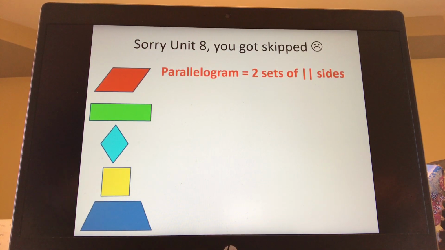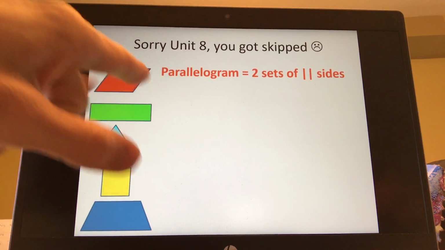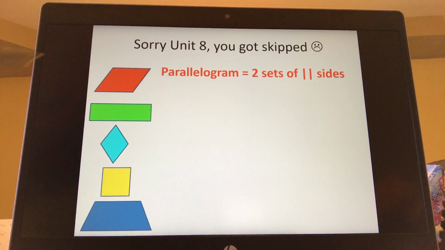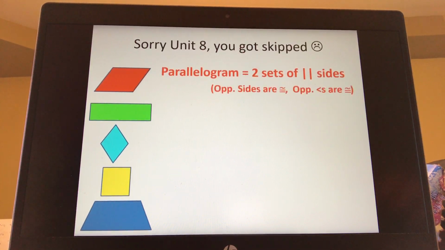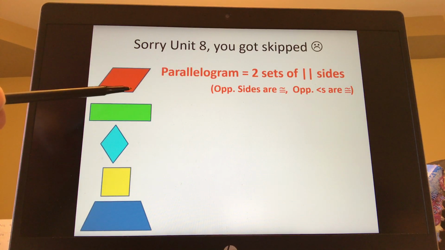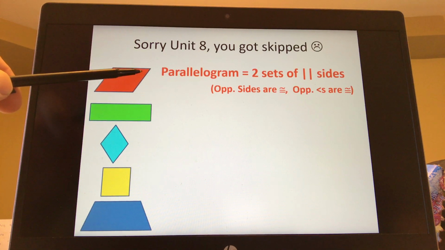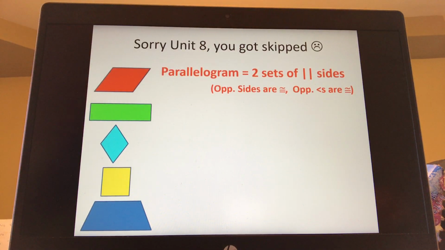Now, there are other properties. You might also know that the opposite sides will be equal, so the left and right would be equal, and of course the top and the bottom would be equal. That's another property. You might also know the opposite angles would be equal. If this was 60 degrees, this one here would be 120 because you have parallel lines. If this was 120, that would also be 60. There's your 60s. If this was 60, that would be 120. So opposite angles are congruent. Those are some additional properties. There's probably many other properties about parallelograms that we would discover if we were doing Unit 8.